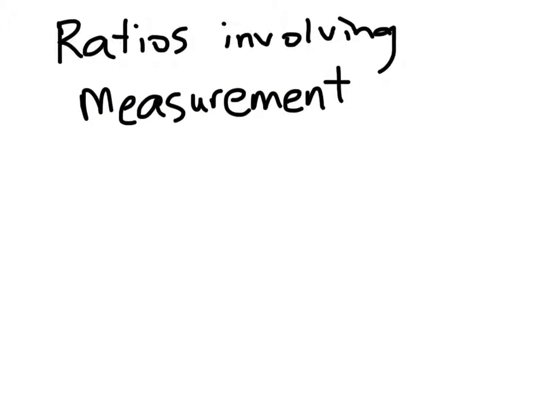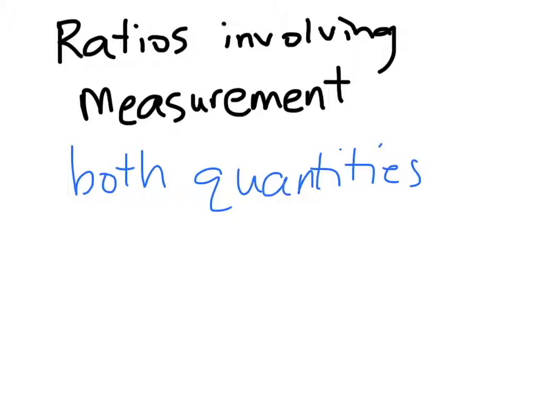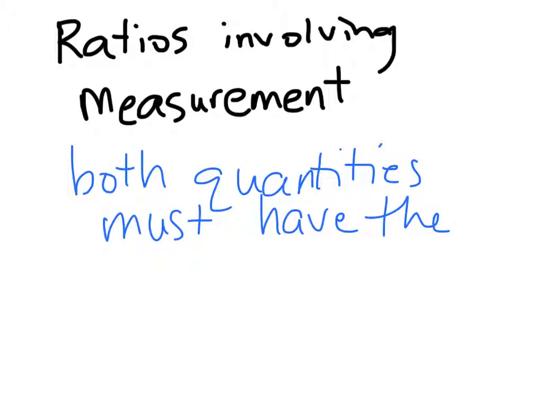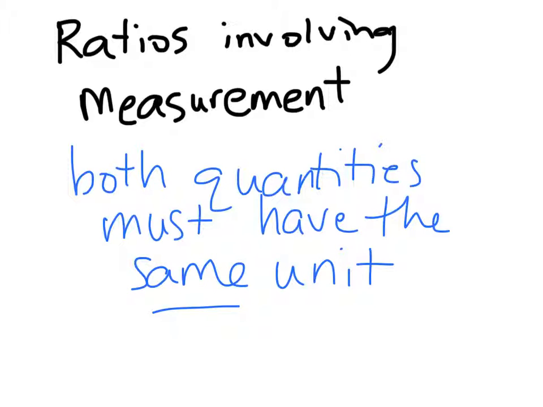Okay? When I talk about ratios involving measurement, there's something important that I need to remember: both quantities must have the same unit. If they don't, I have to change them before I can simplify. So if I write a ratio, I don't write it as feet compared to inches. I need to compare inches to inches.